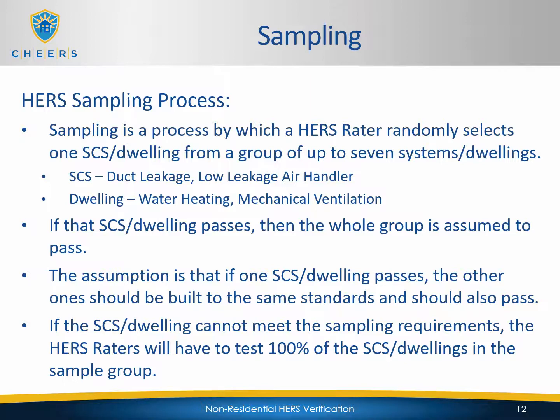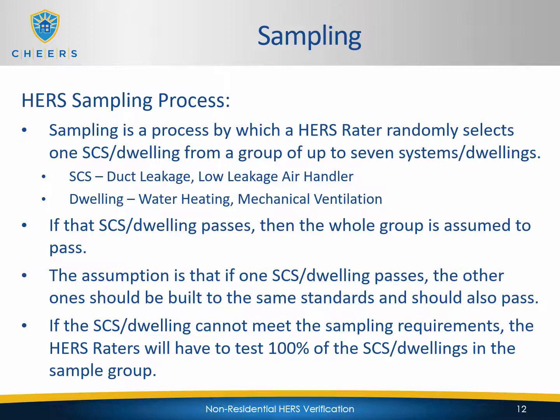You may have 7 dwellings, but you may have 12 space conditioning systems. So you're going to need to create 2 sample groups for the space conditioning systems, and then 1 sample group for your dwellings. So you'll end up with a total of 3 sample groups, but your testing is still going to be at that 1 in 7 rate for each of the measures. Space conditioning system measures are going to be duct leakage and low leakage air handler. Those will be in one set of groups. And then for your dwelling, it's going to be your water heating distribution measures, as well as mechanical ventilation. But again, you're still going to remain at that 1 in 7 sampling rate. It's just done a little bit differently.